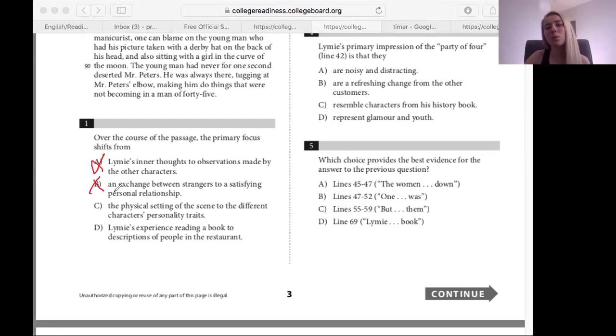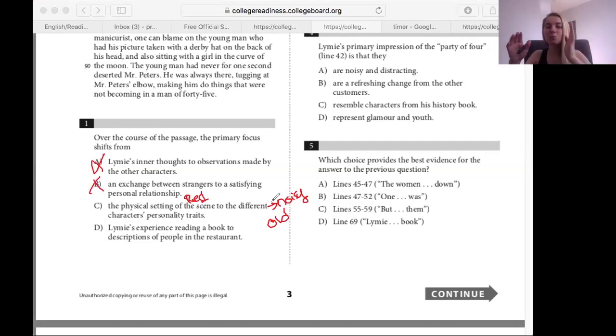So this is a big one that most people choose. It's a trap answer, and essentially the physical setting of the scene, that's the restaurant. Then it says to different character personality traits, that maybe jumps to the noisiness and maybe the dad getting old. However, that's a big jump. We talk about the restaurant, then we have about 2.5 paragraphs about the book, and then now we jump into talking about how noisy the people are.